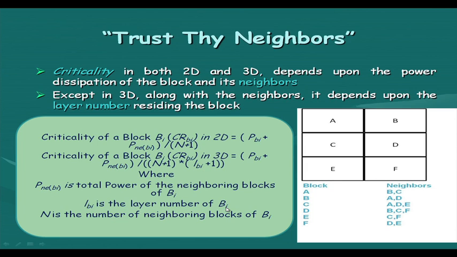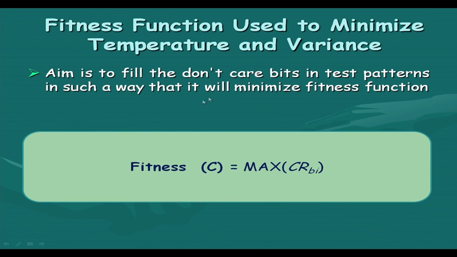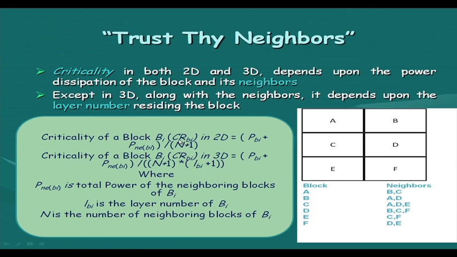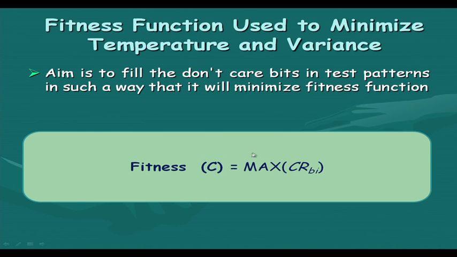So, LBi is the layer number of the block Bi, and n is the number of neighboring blocks that we have already seen. This way we define the criticality. Now, the fitness function that we use to minimize temperature: we try to fill the don't care bits in the test pattern such that it will minimize the fitness function. This is the maximum of the criticality values. Once we have defined these criticality values for every block, we try to minimize this maximum criticality value.